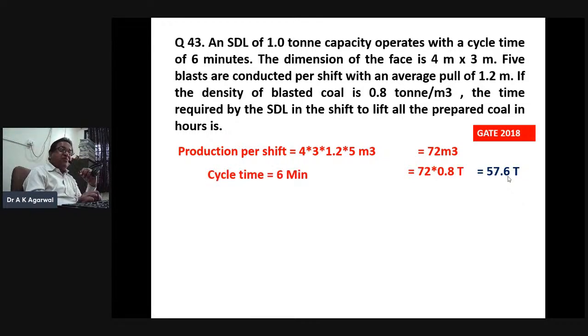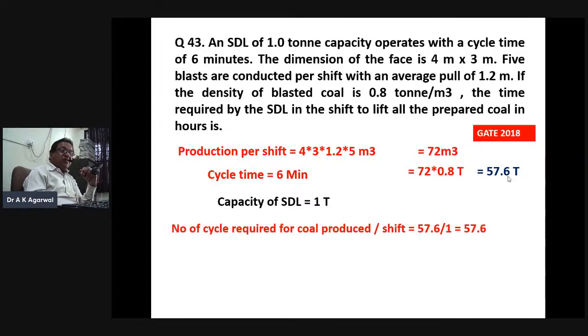Cycle time is given as 6 minutes. Cycle time of SDL is 6 minutes. Now let us calculate the capacity. Capacity of SDL is 1 ton. So number of cycles required for the coal produced per shift: 57.6 tons of coal was being produced. In one cycle, SDL transports only 1 ton of coal. So 57.6 divided by 1 is equal to 57.6. So 57.6 cycles are required.